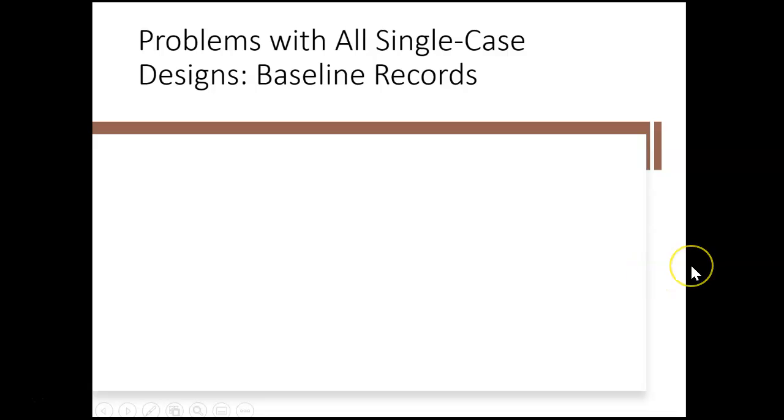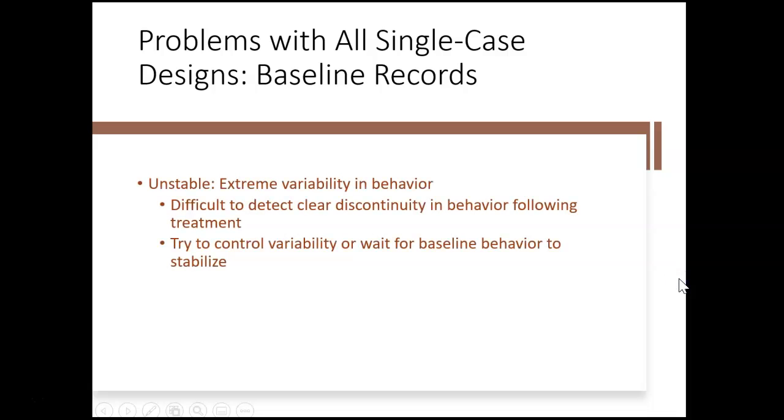Now, some problems with all of the methods that are described in this chapter. Sometimes the behaviors that you are documenting at baseline can be highly variable. And that's what we call an unstable pattern of baseline behavior. That means some days you're recording high levels of the behavior, other days you're recording low levels of the behavior. If those behaviors are up and down and kind of all over the place, it can be really hard to detect an interpretable change in behavior.